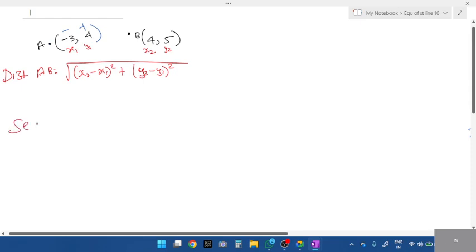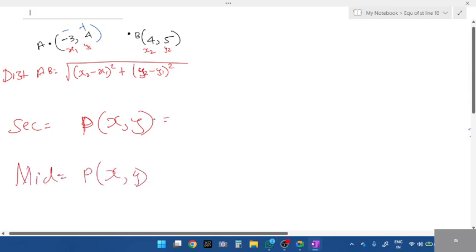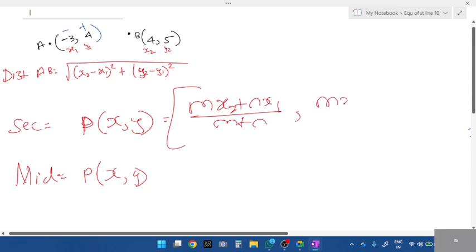Next, section formula. Whenever we talk about section midpoint, there is a third object. Another object lies in between, between section and midpoint. Make a note of this, all of you. Section is equal to mx2 plus nx1 divided by m plus n, and similarly for y: my2 plus ny1 divided by m plus n.